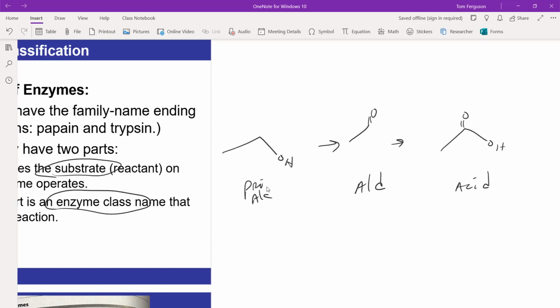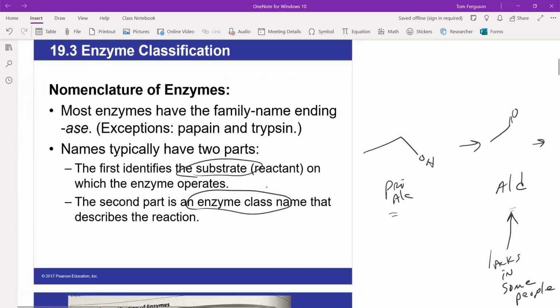So in our liver, when we oxidize ethanol, it takes two enzymes to do that, to get it over to the acetic acid. It takes a dehydrogenase, which I'm going to talk about in a second, and an aldehyde dehydrogenase. And this is the culprit that lacks in some people. They have the alcohol dehydrogenase, it's the aldehyde dehydrogenase that they lack genetically.